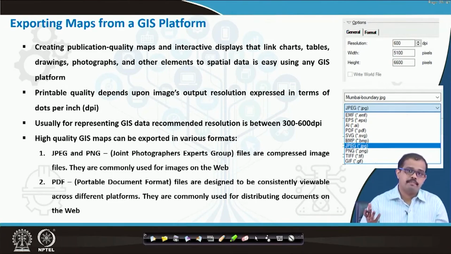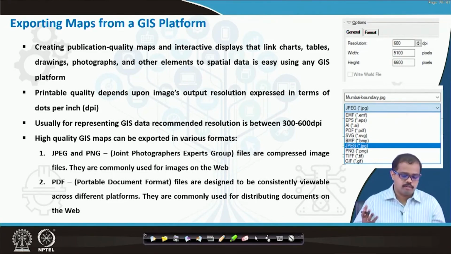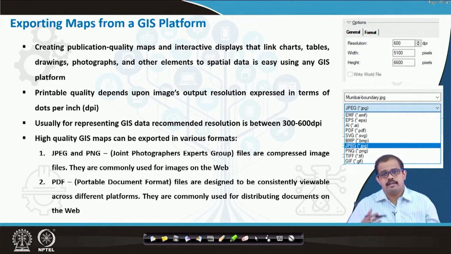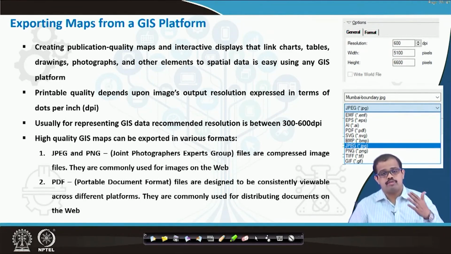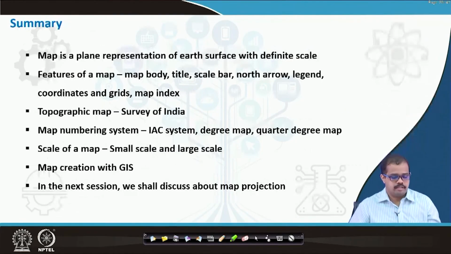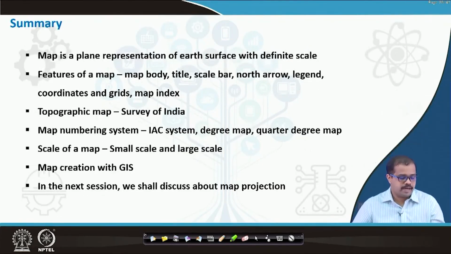You have JPEG and PNG, the Joint Photographic Experts Group and the Portable Network Graphics, both of which are used as interchangeable formats in many of the mapping platforms. So any of these formats, any kind of resolutions, are available when exporting a map in a GIS platform. We will look at all of these when we look at practicals.